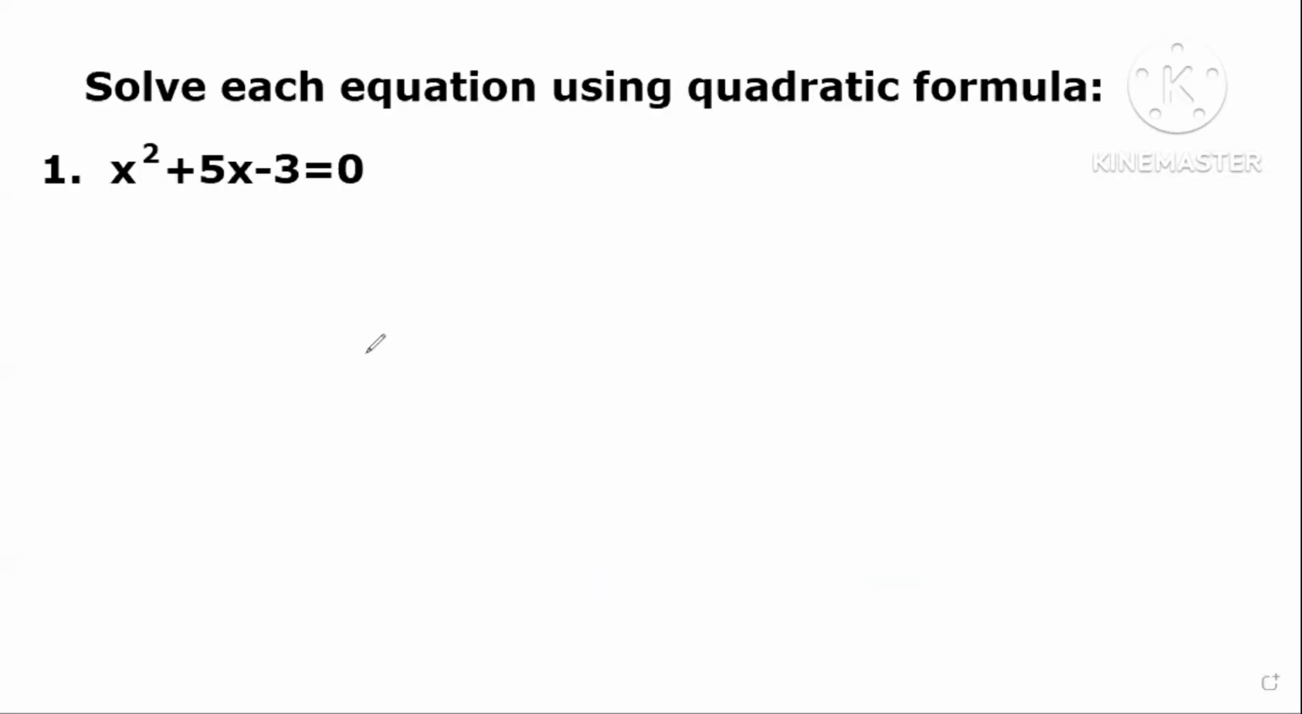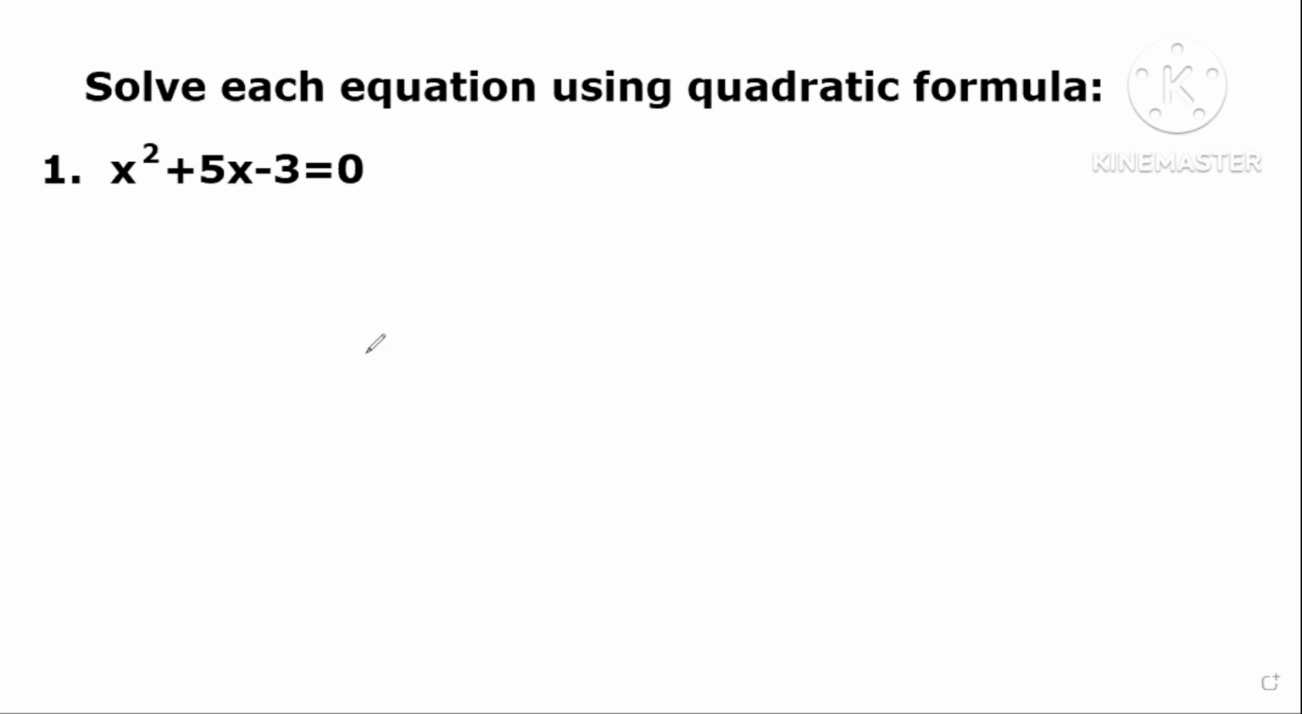Okay, let us consider the following problem. Solve each equation using the quadratic formula. We are given x squared plus 5x minus 3 equals 0. So, as I said in my introduction, we only use the quadratic formula or completing the square when factoring is not possible or when a given trinomial is not factorable.